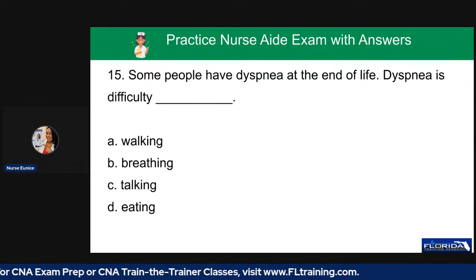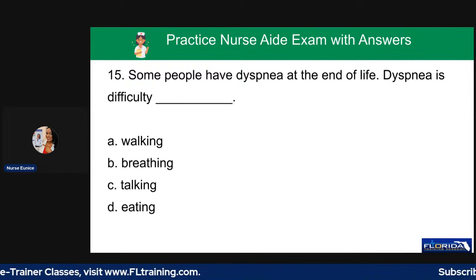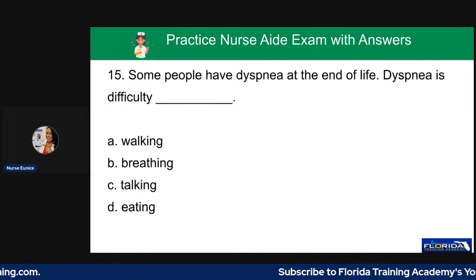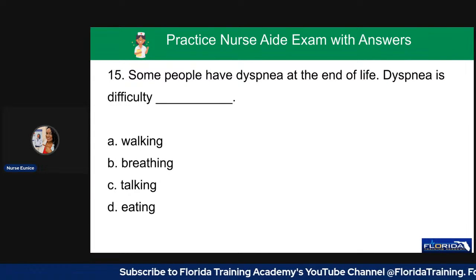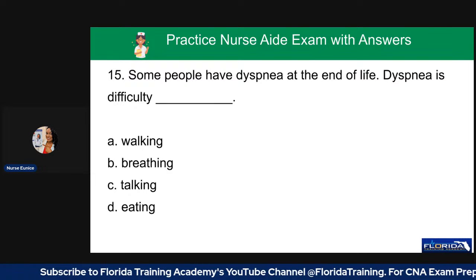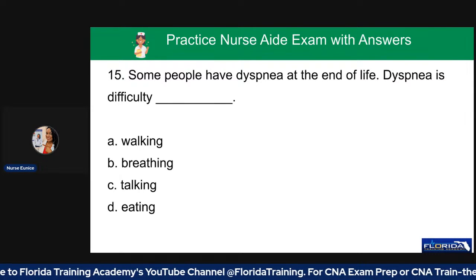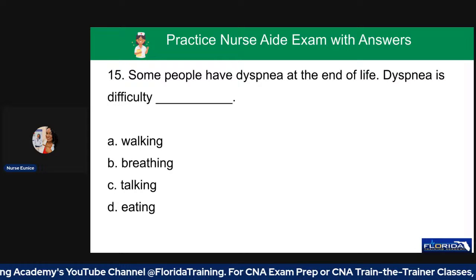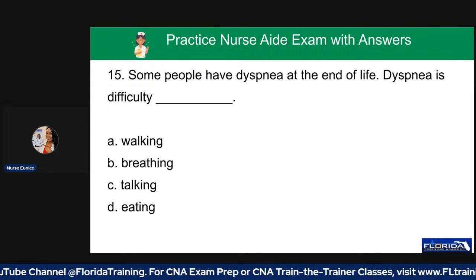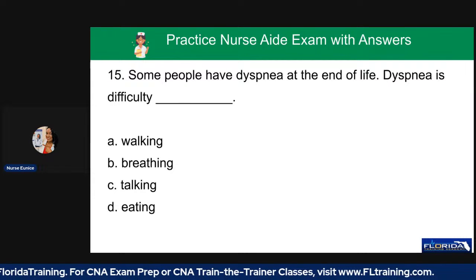15, some people have dyspnea at the end of life. Dyspnea is difficulty with A, walking, B, breathing, C, talking, or D, eating. Whenever you see the prefix DYS in front of something, that means difficulty. The other prefix we used was post. When you see post in front of something, that means after the fact. So dyspnea.